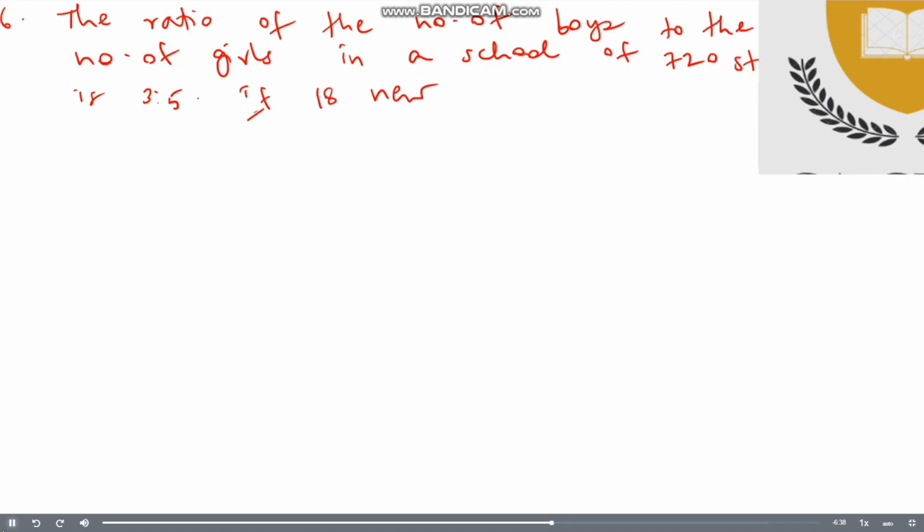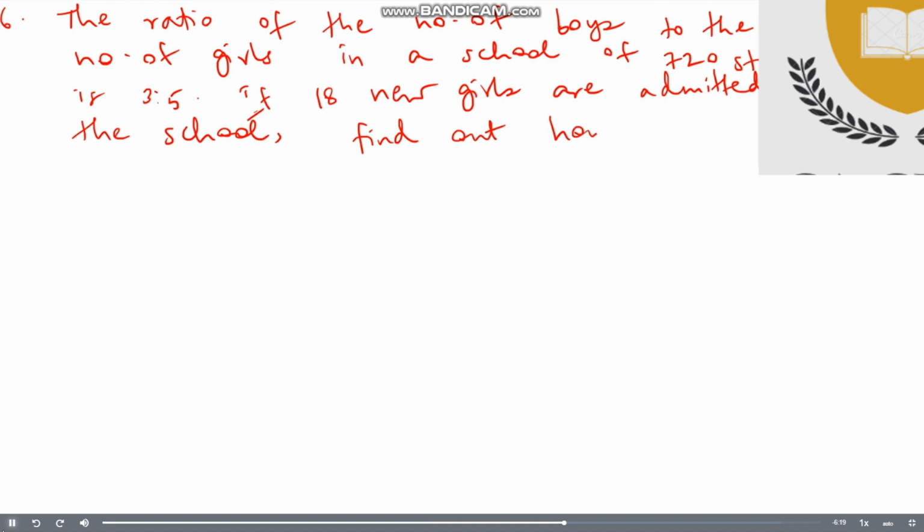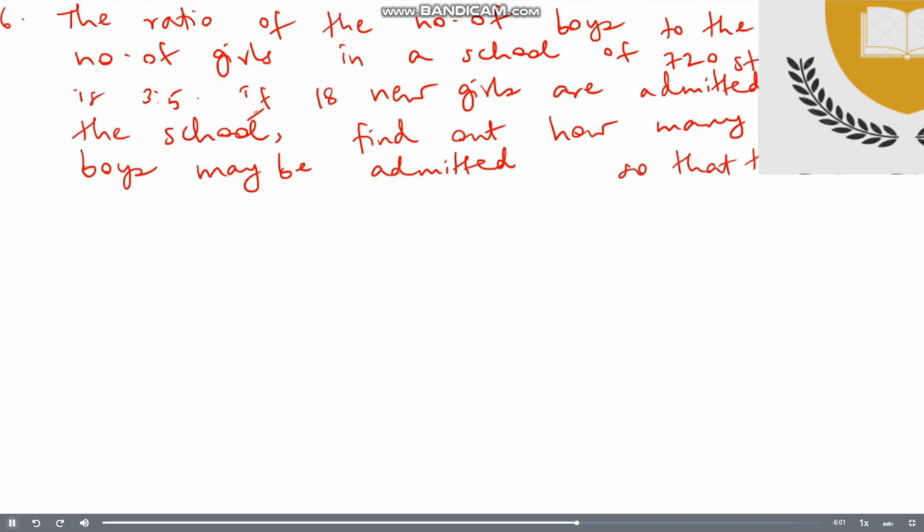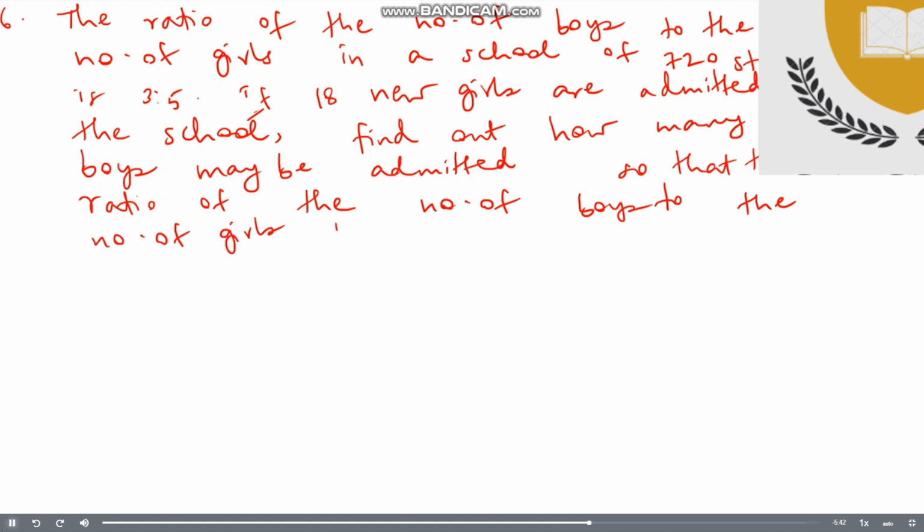If 18 new girls are admitted in the school, find out how many new boys may be admitted so that the ratio of the number of boys to the number of girls may change to 2:3.